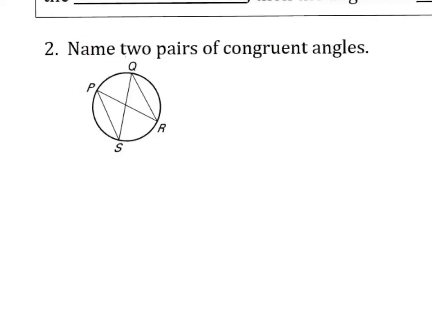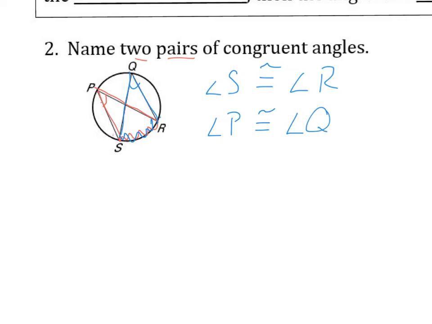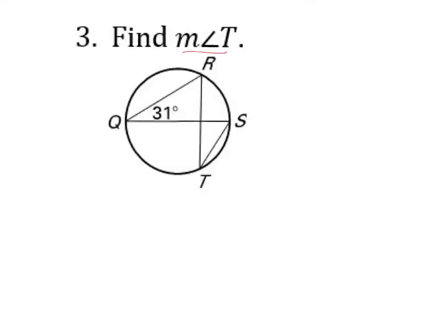So for the first example, all they want is two pairs of congruent angles. So let's focus on this inscribed angle. Angle S opens up to this arc. And then angle R opens up to the same arc. Both of them open up to arc PQ, so therefore I know that angle S must be congruent to angle R. Now I can go back and try to find another pair. All right, well, let's jump to the other side of the circle. So let's focus on angle P instead, which opens up to arc SR, and then angle Q instead, which opens up to arc SR. They both open up to the same arc, so angle P must be congruent to angle Q.